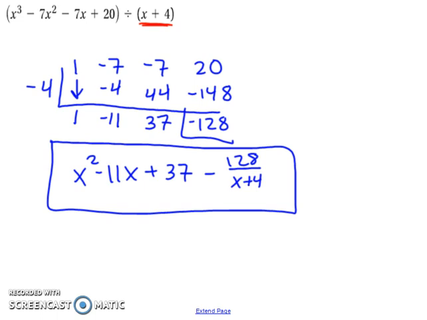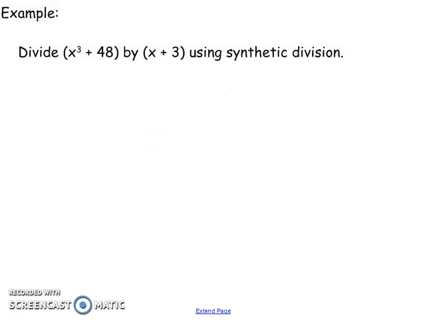Okay, so let's skip to another one. Okay, so here again, if you are missing terms, you have to fill them in. So we're going to put a negative 3 on the outside. In front of x to the third, I have 1. Then x squared, there is none. X, there is none, and then our constant. So we have to put in 2 zeros here.